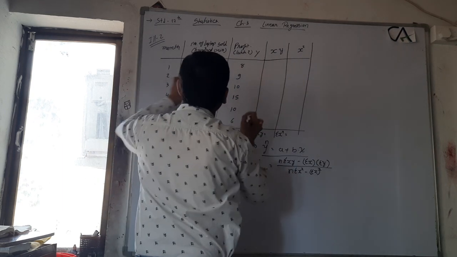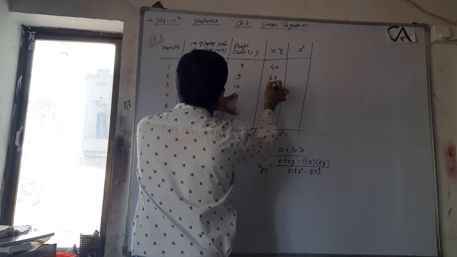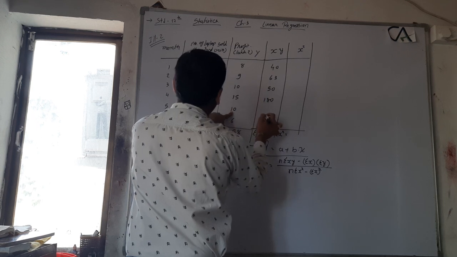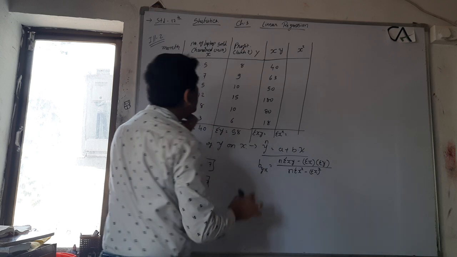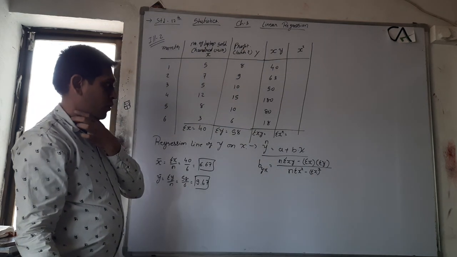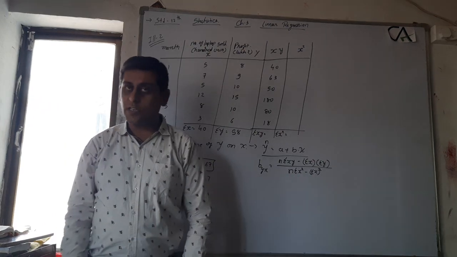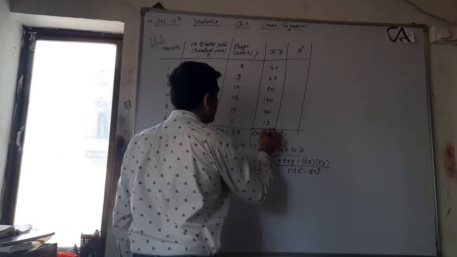Xy, that is the multiplication of these two: 40, 63, 50, 180, 80 and 18. Make the total. Got the answer of sigma xy. What is the sigma xy? 431.